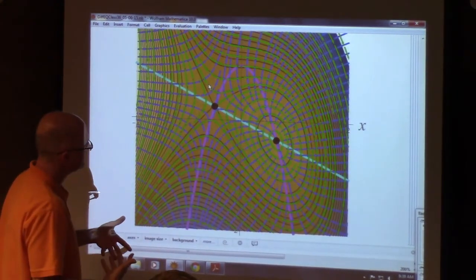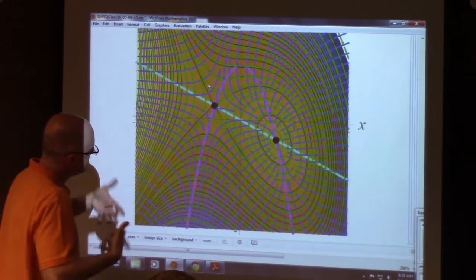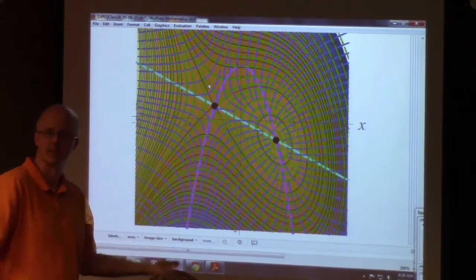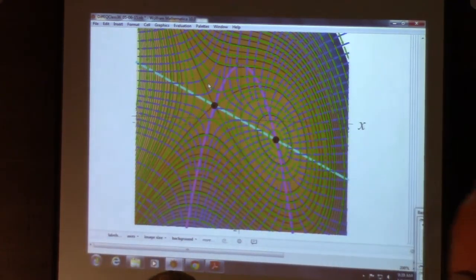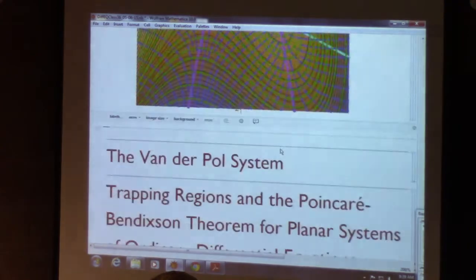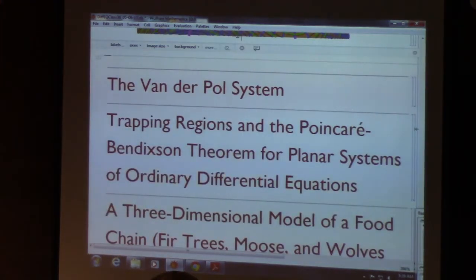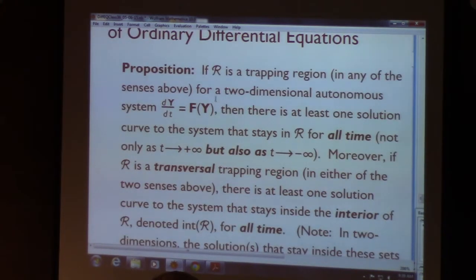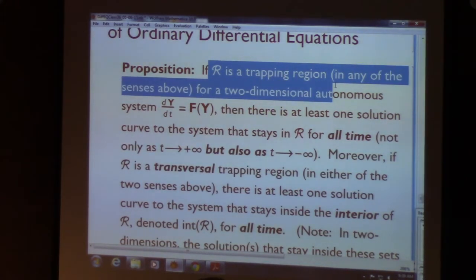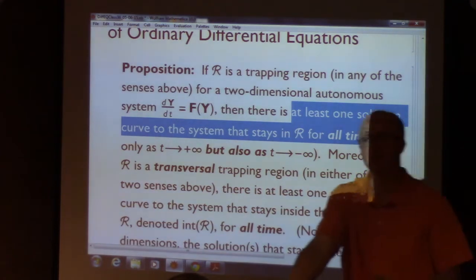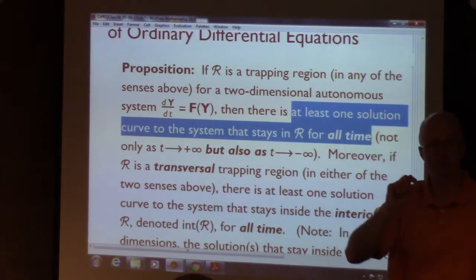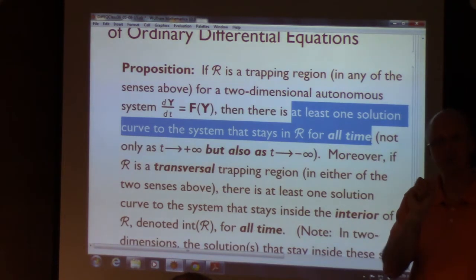Once solutions get inside, they can't go outside. They're trapped. That's the idea. One of the theorems I tried to emphasize related to that was a proposition here that if you've got a trapping region, say for a two-dimensional autonomous system, then there's at least one solution that stays inside the trapping region for all time, not just as time goes forward. In the picture that I just showed you, the solution curve that stayed inside that trapping region for all time was the equilibrium point.